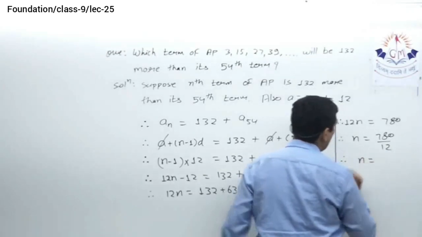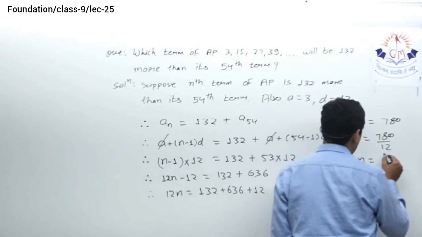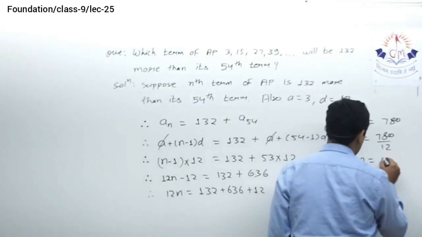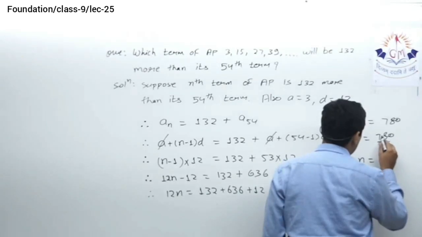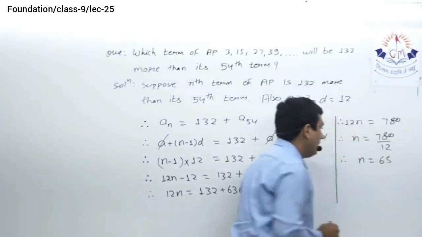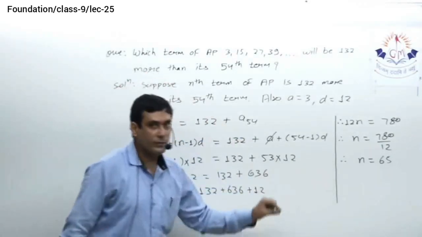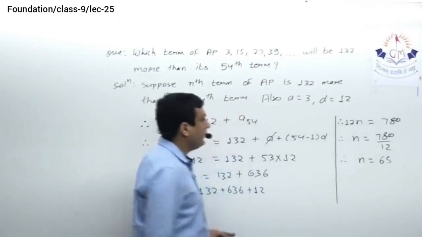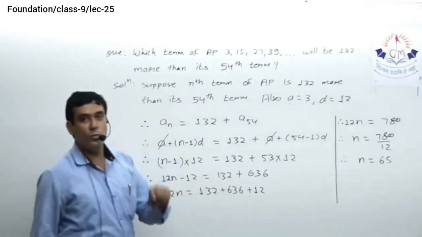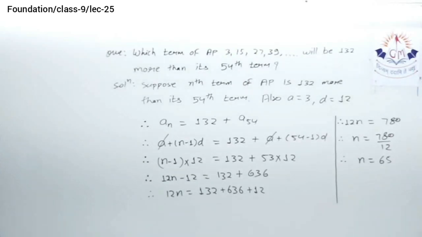So now find the value of n. So n equal to 65. That means 65th term of the given AP is 132 more than its 54th term. So please note it down. Then we'll see the next question.